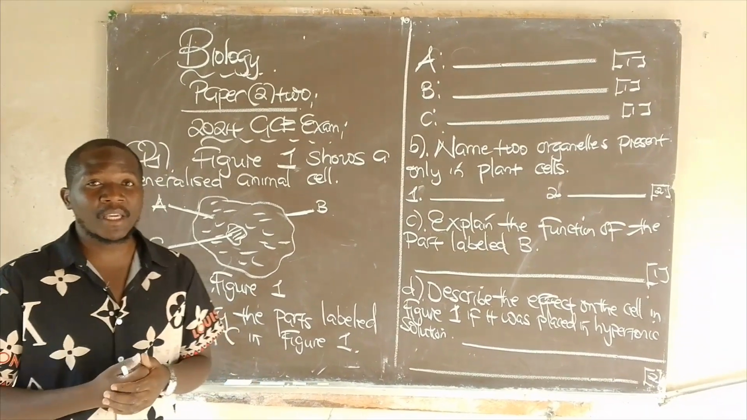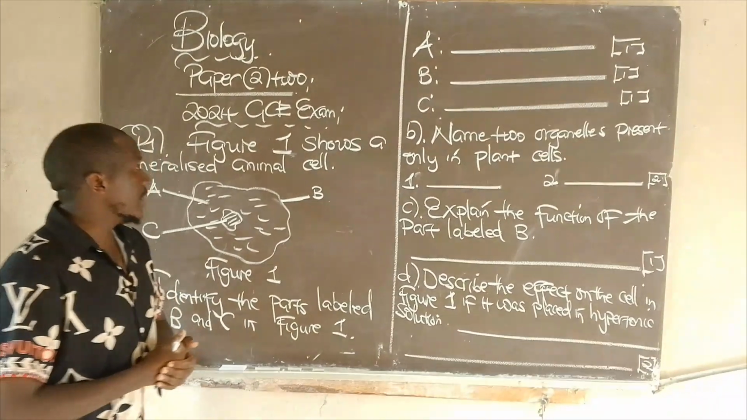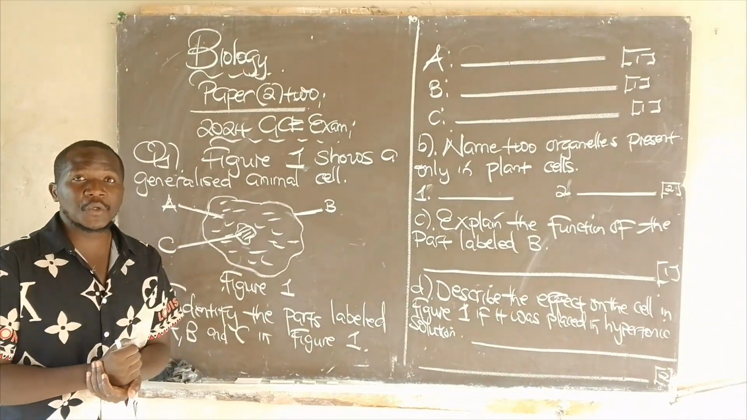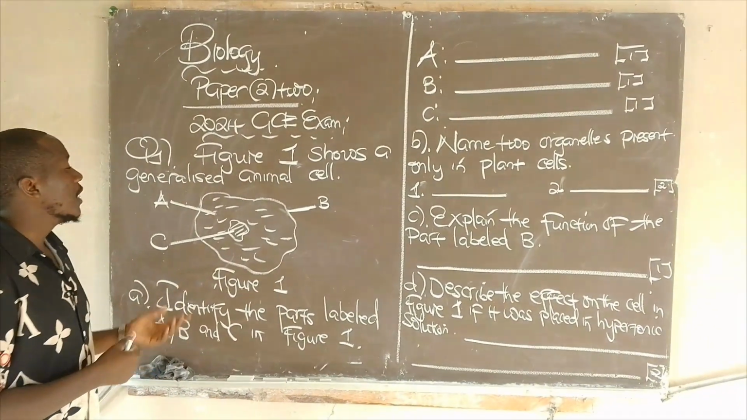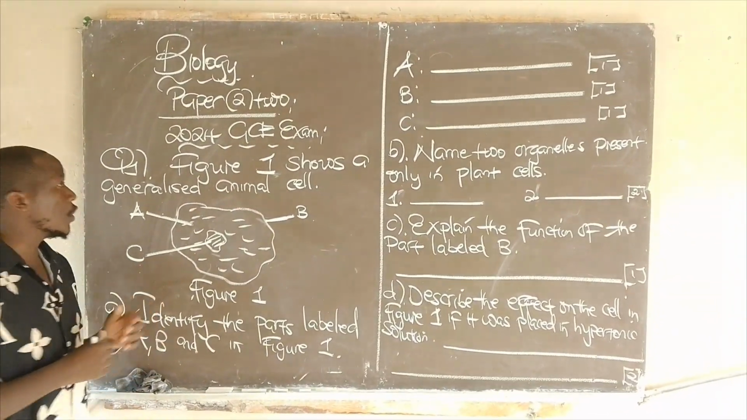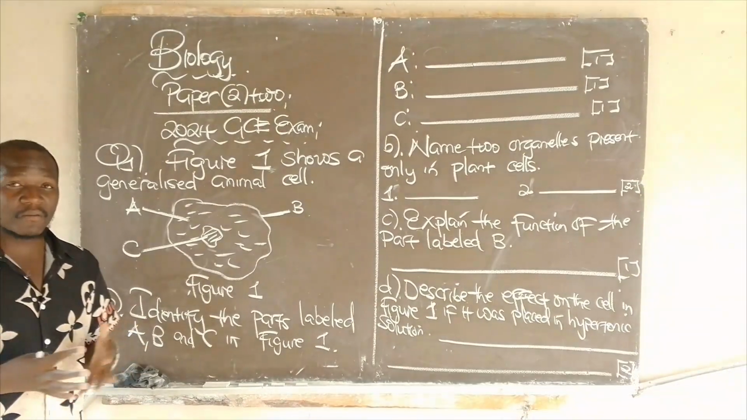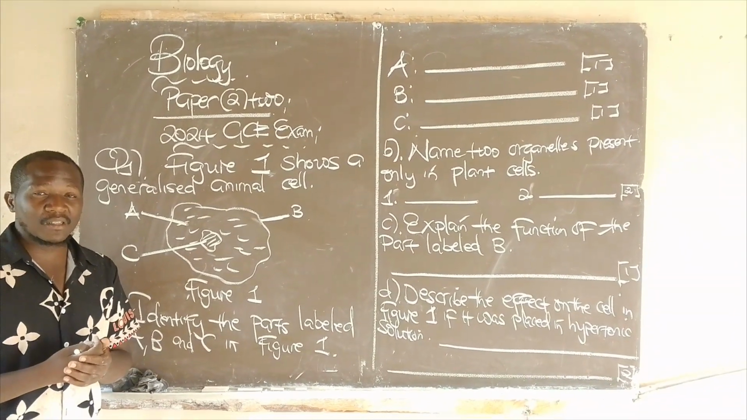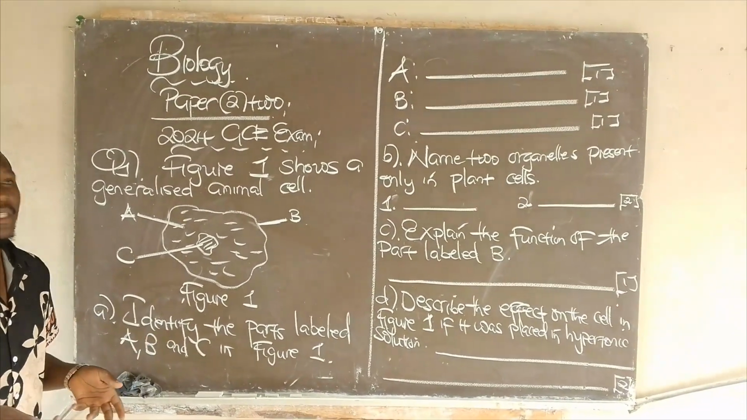for academic development. In today's brief tutorial, we're going to consider Biology Paper 2 using a 2024 GCE exam, where we're going to place our focus on question 1. Of course, most of the times it usually contains either specialization of cells or movement of substances.